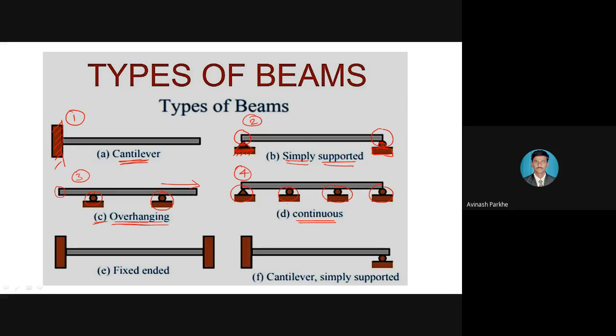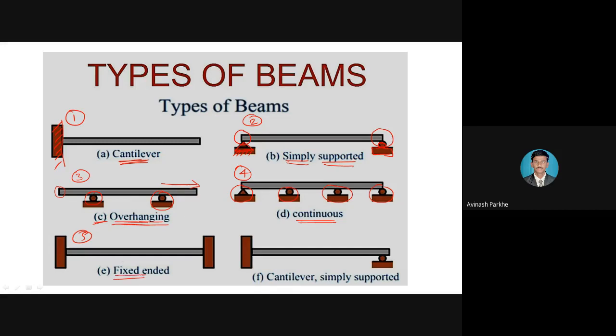And the last, fourth, continuous: the beam is supported by a number of supports, or if it rests on more than two supports, that beam is called a continuous beam. So these are the basic 4 types which we have to study in this particular chapter.